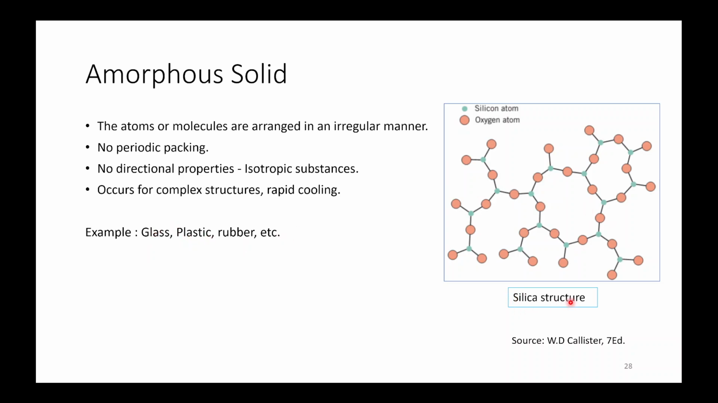Here is the silica structure. When it is amorphous, its structure looks like this, where the smaller atoms are silicon atoms, which are bonded with 3 other oxygen atoms.